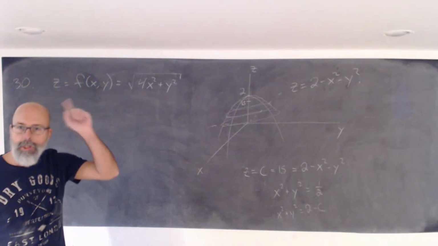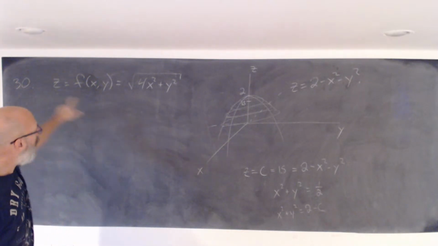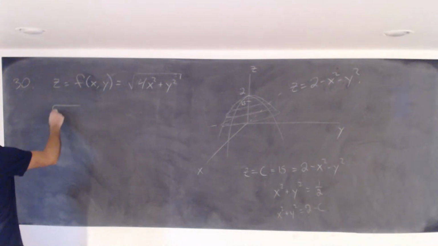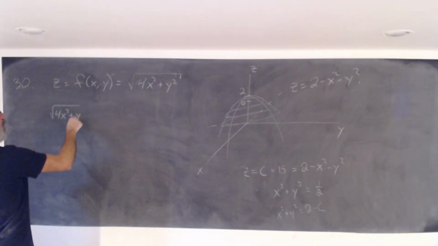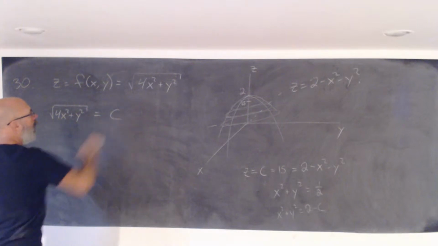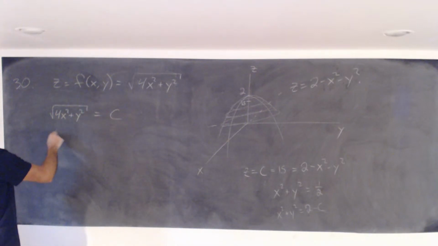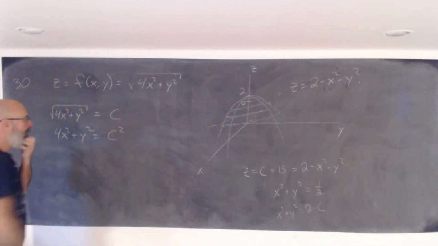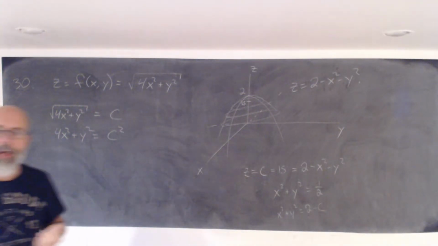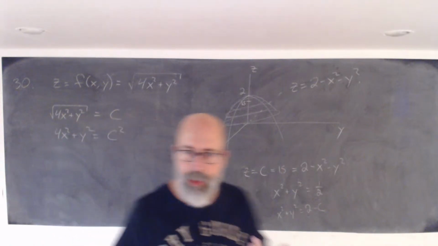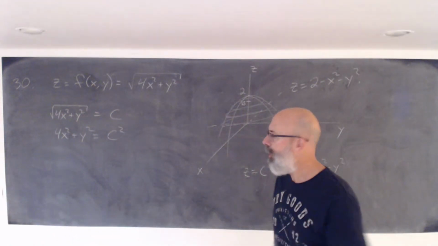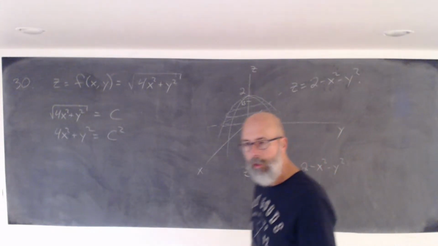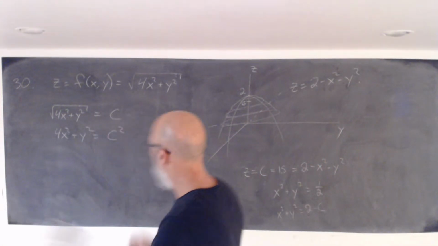So again, question is, what are the level curves here? The level curves are this, which you recognize to be ellipses centered at the origin. Let's graph the function.